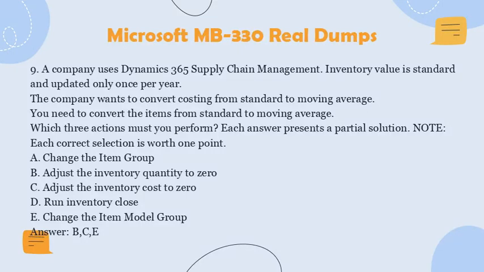A. Change the item group. B. Adjust the inventory quantity to 0. C. Adjust the inventory cost to 0. D. Run inventory close. E. Change the item model group. Answer: B, C, E.